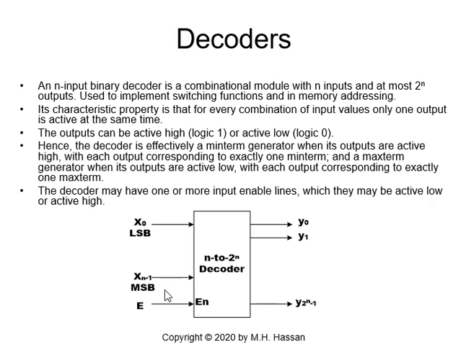Again, the decoder, if the outputs are active high, it will be considered as a min-term generator. If the outputs are active low, it will be considered as inverted min-terms or max-terms. As you know, the small m prime is equal to capital M. It means that the complement of a min-term is equal to a max-term and vice versa.